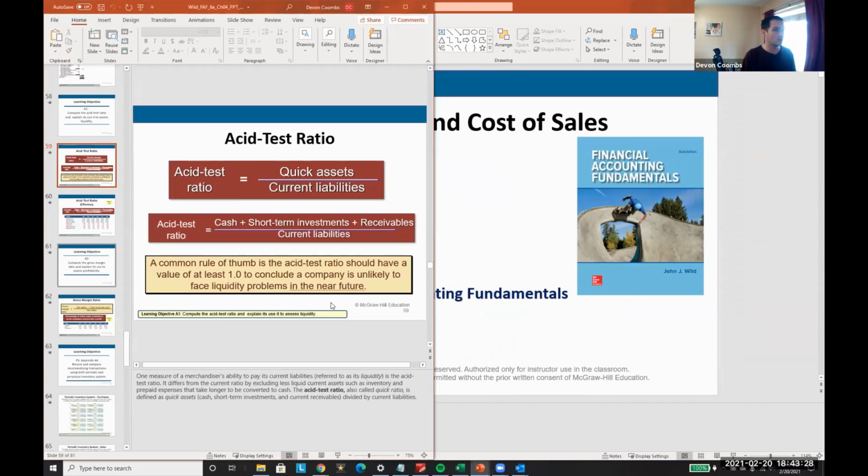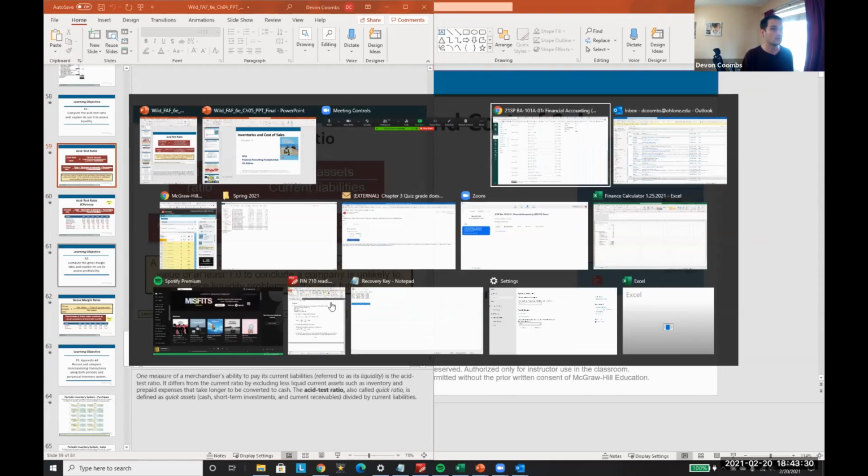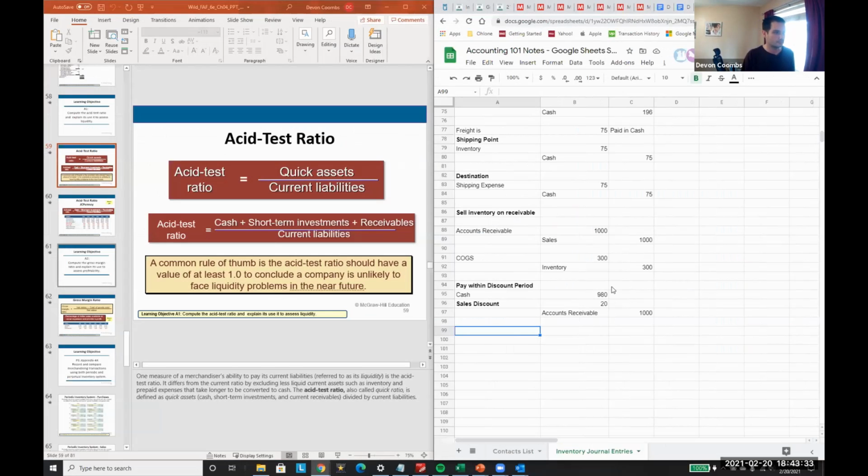So I'll go back to the Google Sheets. Acid test ratio here: quick assets divided by current liabilities is going to equal our acid test. So if our quick assets are $100 and our current liabilities are $100, our acid test ratio is 1, which means that we have just enough money to pay off all of our current liabilities. So your question here should be, what is quick assets?